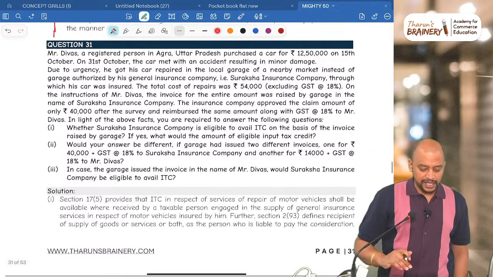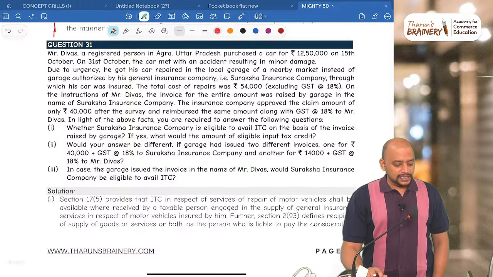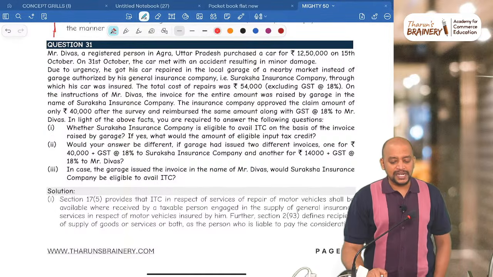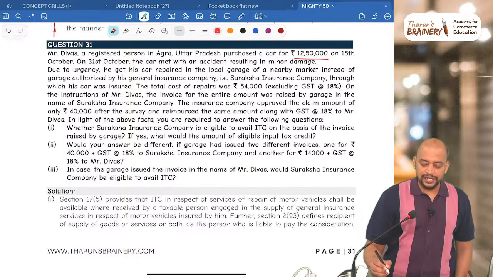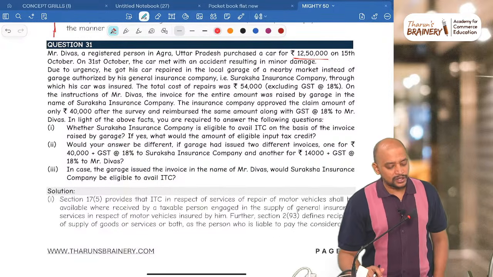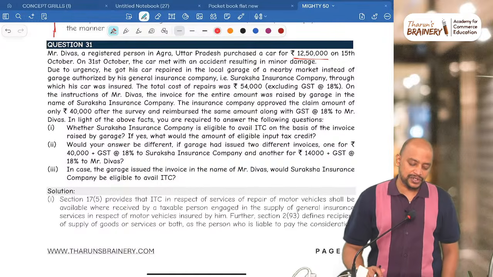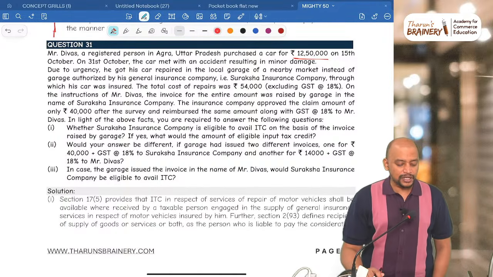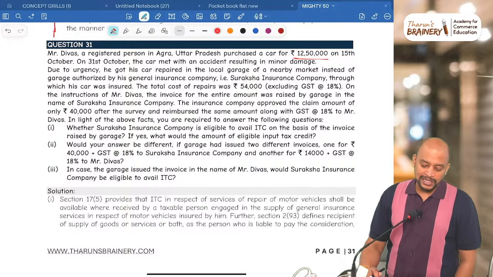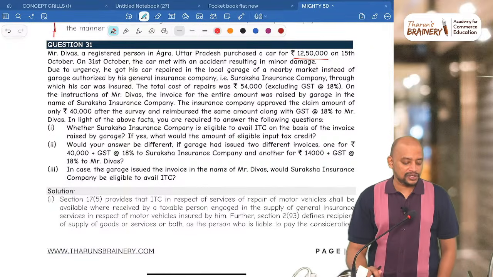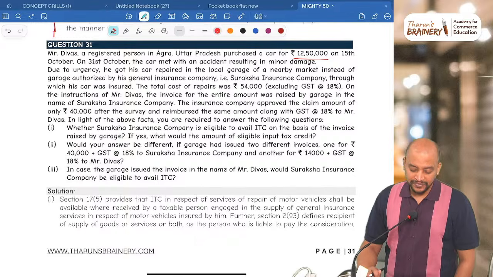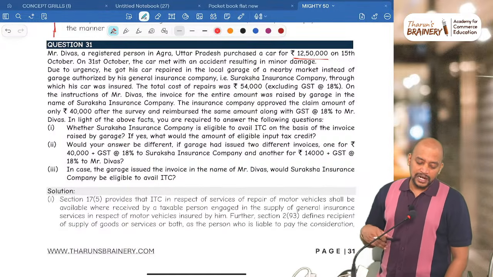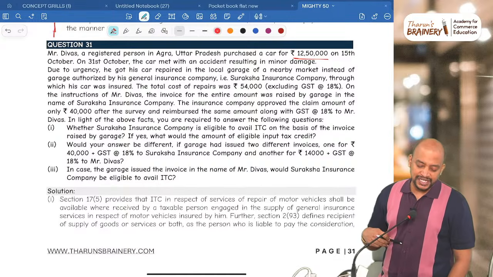Then question number 31, Mr. Divas, a registered person in Agra, Uttar Pradesh, purchased a car for 12,50,000 on 15th October. On 31st October, the car met with an accident resulting in minor damage. Due to urgency, he got his car repaired in the local garage of a nearby market instead of a garage authorized by his general insurance company, that is Suraksha Insurance Company, through which the car was insured. The total cost of the repair was 54,000 excluding GST 18%.